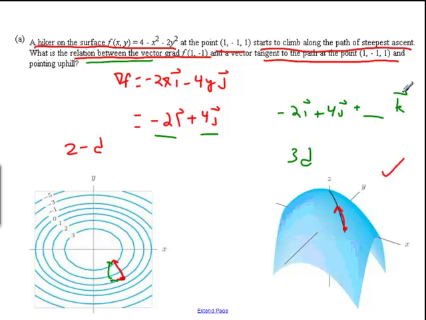The idea being that if we were to take this vector here and project it onto the xy plane, what we're getting when we project that vector onto the xy plane is this vector over here. So what's the relationship between them? They're exactly the same, except for 3D, I've got a k component because I'm going upwards.